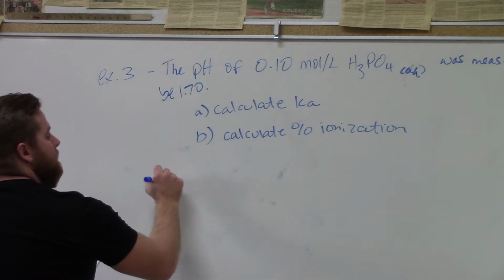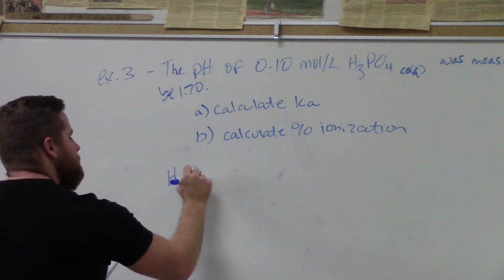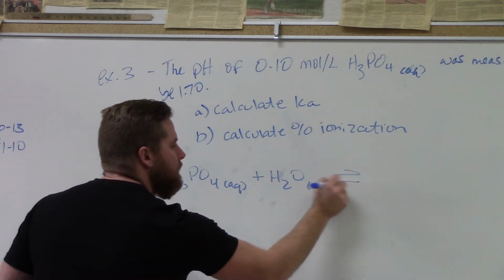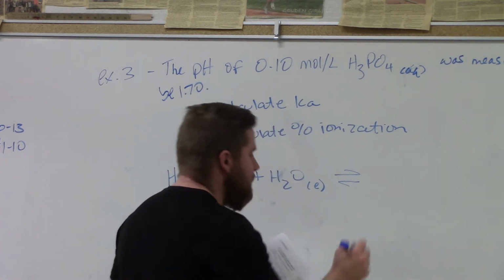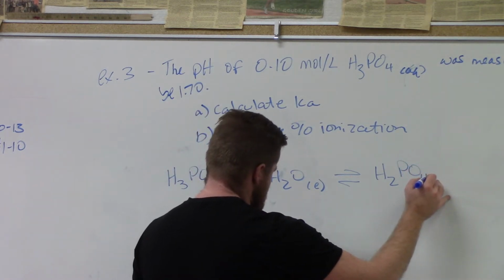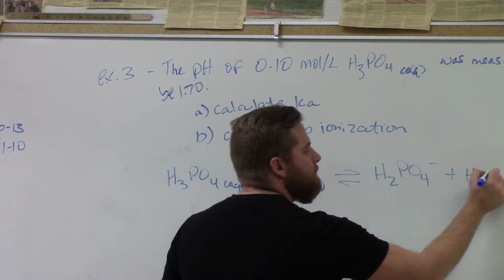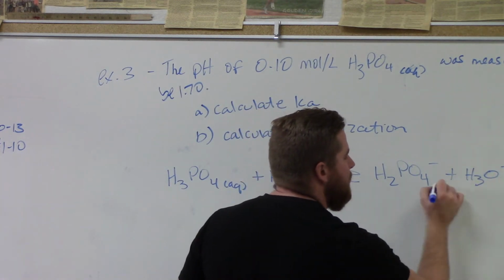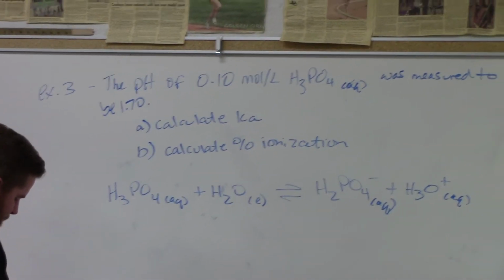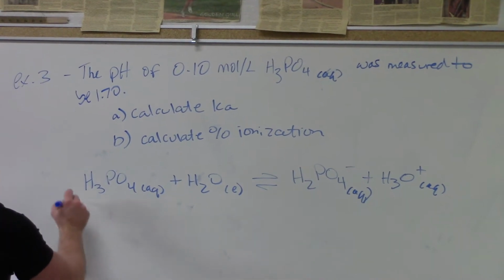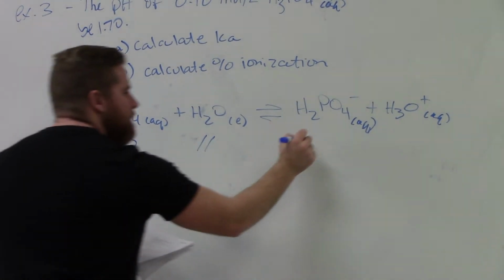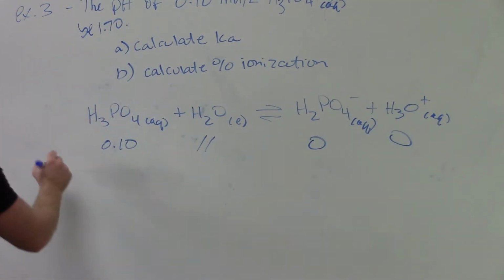All right, so equation: H3PO4 is going to react with water. And that makes H2PO4 negative plus H3O plus. We have phosphoric acid reacting with water to make this. All right, so that's 0.10. That's going to be nothing. These don't start off as anything, right? With the ICE table.